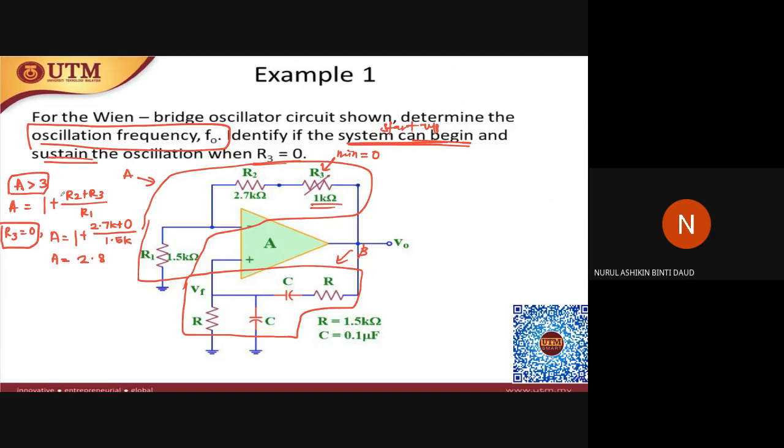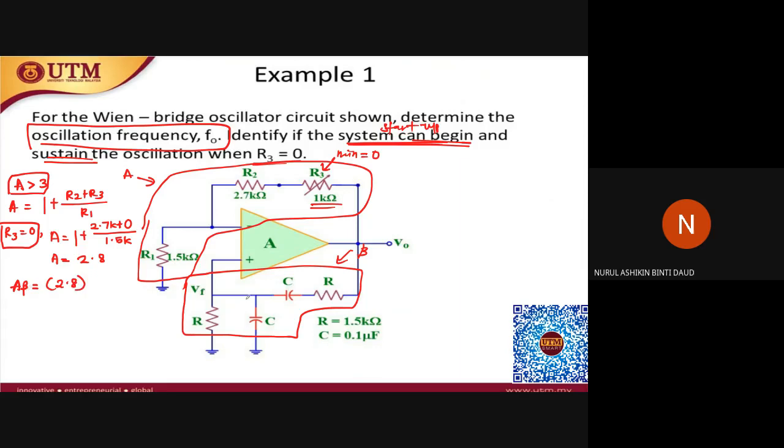And in order to sustain, it needs the value to be 3. Yeah, to be 3 at this part. So let's confirm. What is the value of the Barkhausen value for this, what is the value of A times beta, right? So A times beta is equal to 2.8.